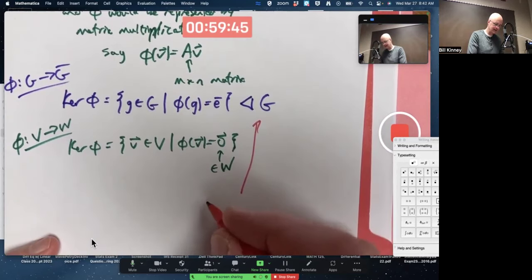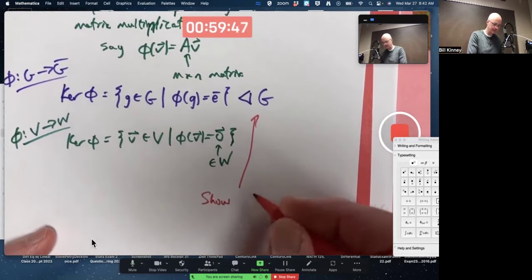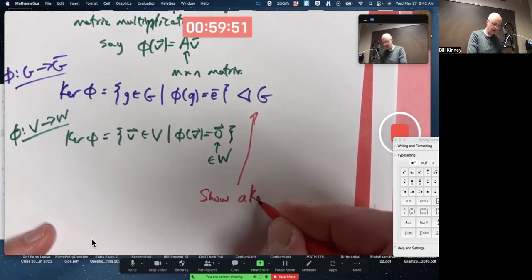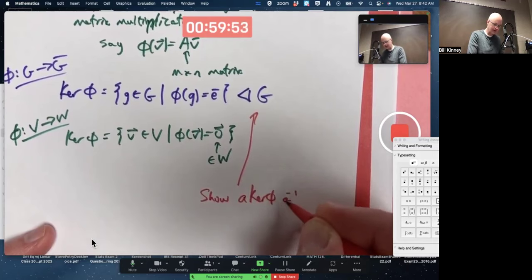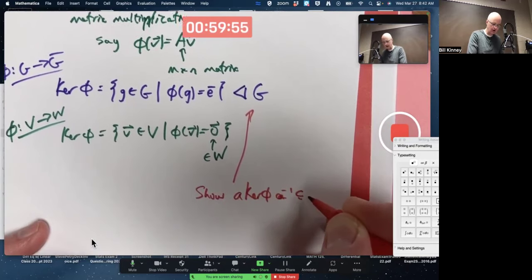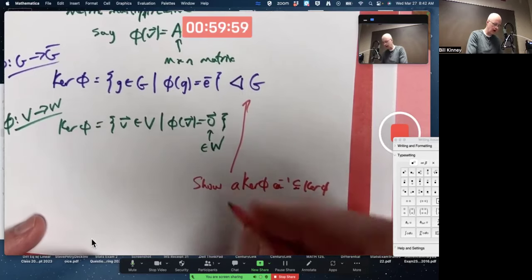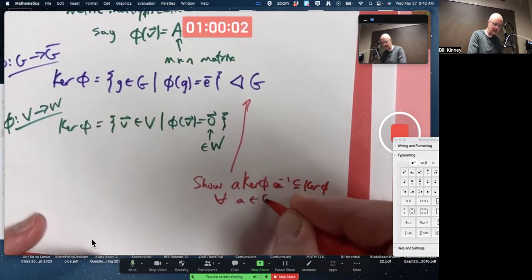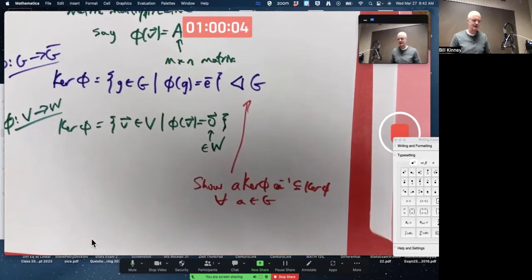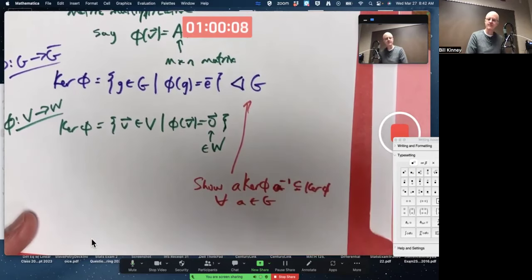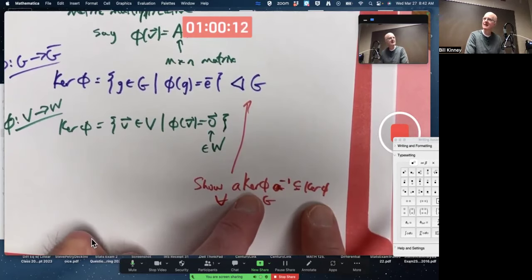To prove this, I'd want to show that A times the kernel of phi times A inverse is a subset of the kernel, for all A in G. That's an A inverse there. Right, that's the normal subgroup test. Usually this is an H. So how do you do that?